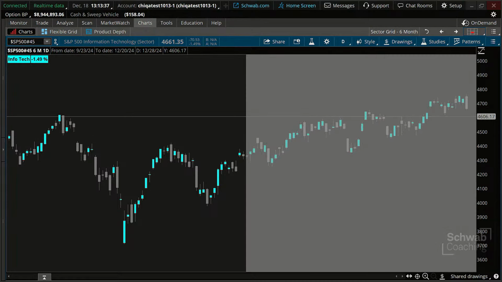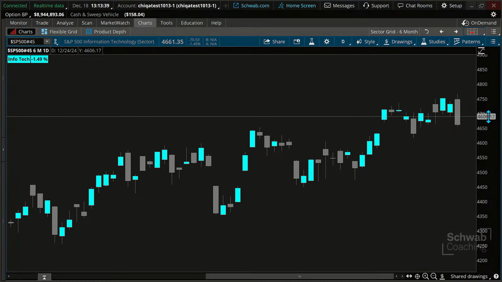Now, one thing to consider here, we could see a short-term pullback. We don't know where the sector is going to end off on the day, but when you get these big candles like this, you're engulfing a lot of bars in here. I'm just going to drag this through here, and we'll see if we do engulf these.